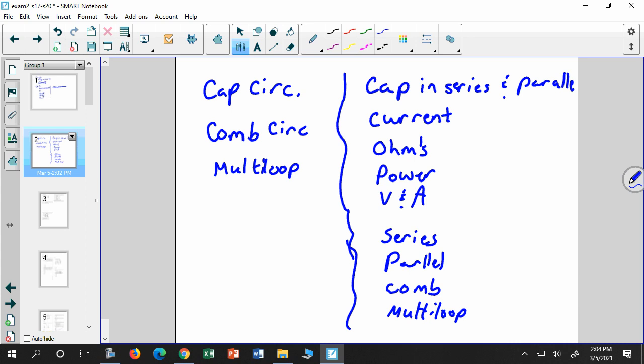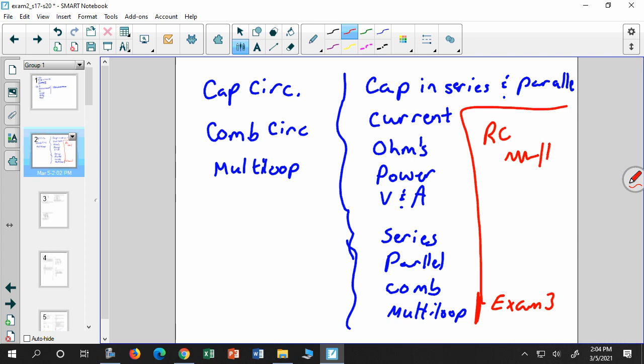As you're studying through the old tests, just be careful, because some of these last things are in exam 3 for some exams. As you go back, you'll see when you see the multi-loop. And if you get to things like RC circuits, where you have a resistor and a capacitor together, we're not doing that. Or if you get anything about household circuits, we're not doing that. So none of that.